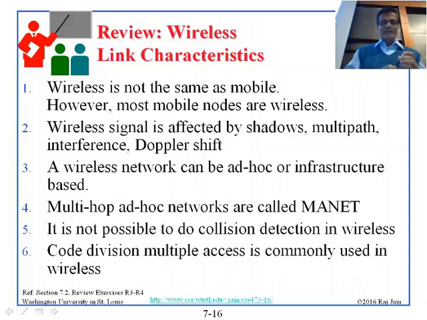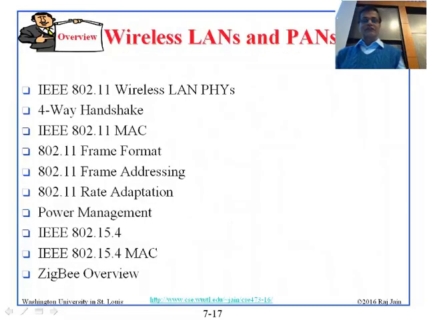And it is not possible to do collision detection in wireless because of the hidden node problem. And code division multiple access is what is commonly used in wireless. That is section 2.7.2, and you should be able to do these exercises, 3 and 4.